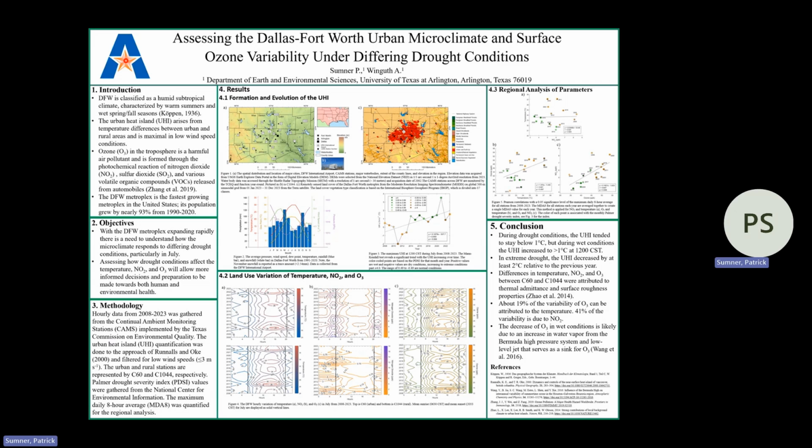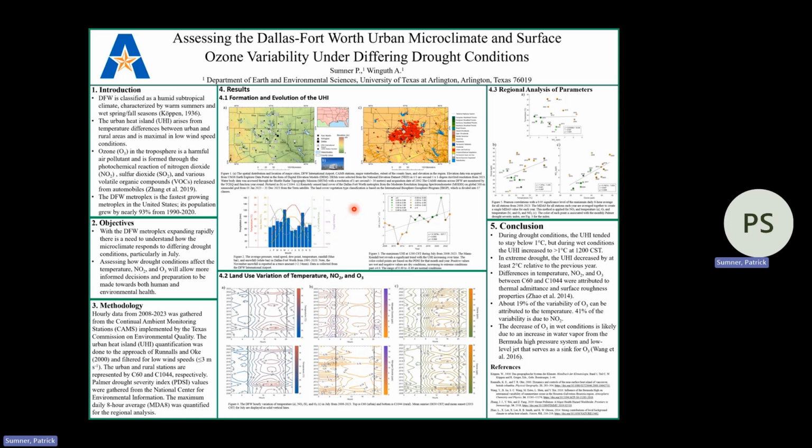To do the study, I collected hourly data from stations that are monitored by the Texas Commission on Environmental Quality. I calculated the urban heat island values, which is done by determining the temperature difference between an urban and rural station. I utilized CAMS 60, which is in downtown Dallas, and CAMS 1044, which is in the countryside in Ellis County. Both stations are at approximately the same elevation, which is important to keep constant when quantifying the urban heat island. I did the calculation at solar noon, which is when solar radiation peaks, across July from 2008 to 2023.